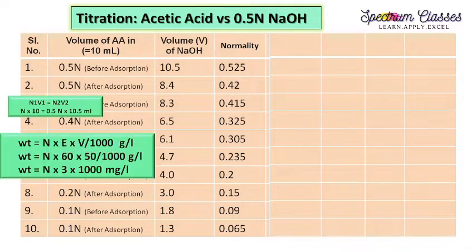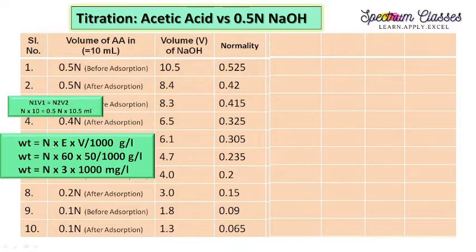The next calculation is how we are going to measure the concentration or the weight of acetic acid which is adsorbed, right? To determine the weight, we have a formula. Weight is equal to normality into equivalent weight into volume divided by 1000 to convert it into liters, right? Volume is in ml, so we divide it by 1000 and we get liters. So the unit of the weight is gram per liter, right?